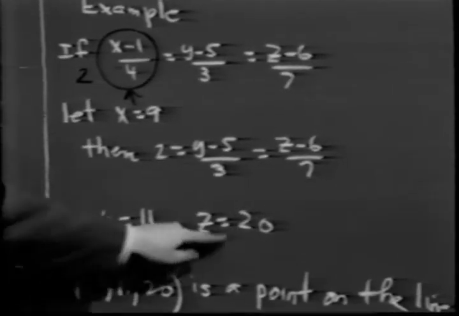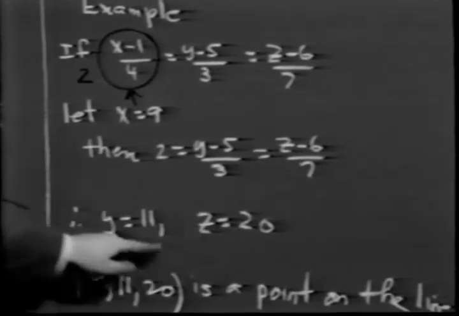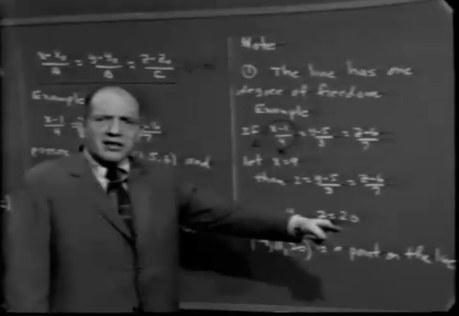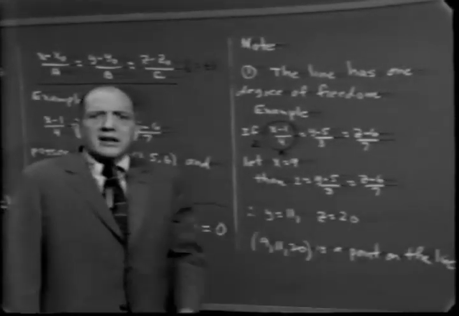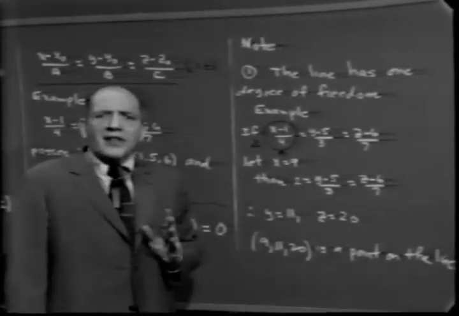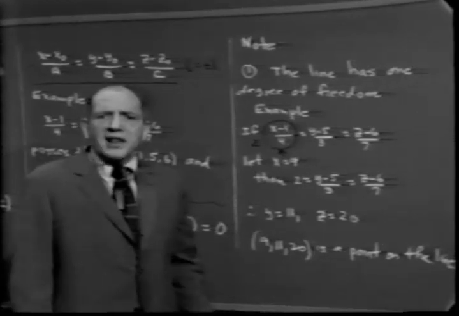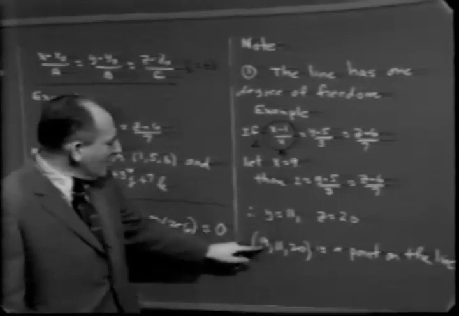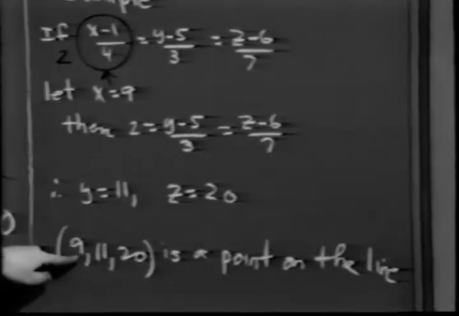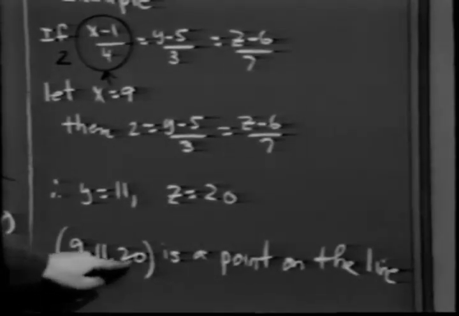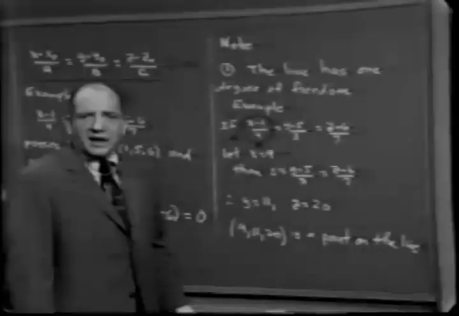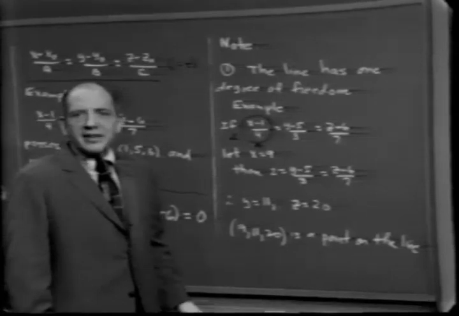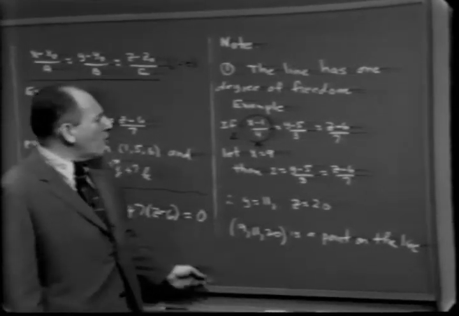1 degree of freedom. And by the way, if you want to see this thing from a geometrical point of view, what we're saying is visualize this line cutting through space. All right? Notice that directly on that line, only one point will have its x-coordinate equal to 9. And what we're saying is the point on that line whose x-coordinate is 9 is the point (9, 11, 20). Okay? 1 degree of freedom again. That's very, very crucial for you to see.